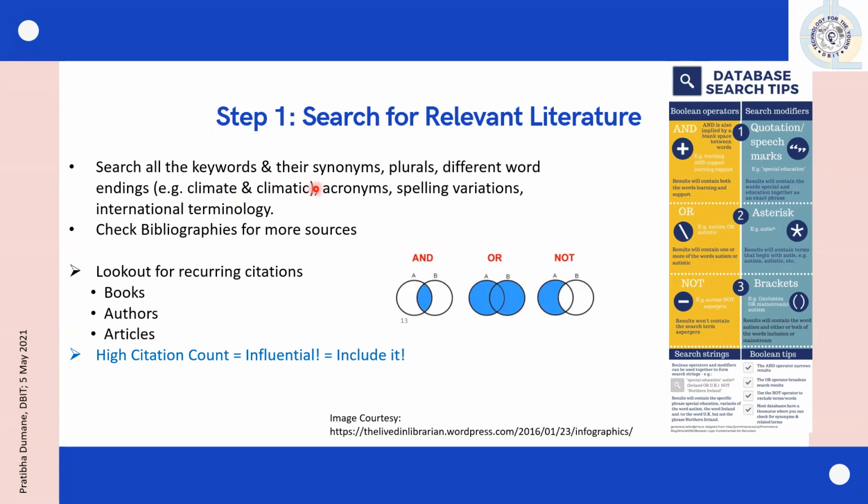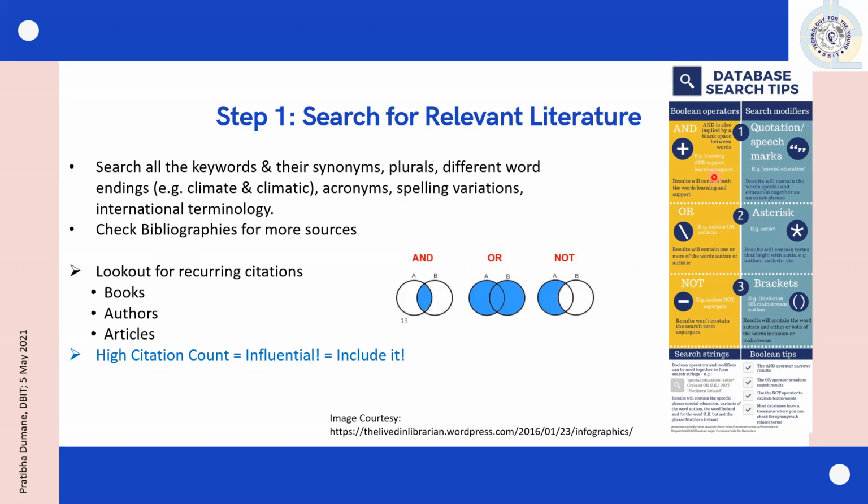Search all the keywords and the synonyms, plurals, different word endings. For example, climate and climatic, acronyms, spelling variations, international terminology. Like heavy vehicles are called trucks in the US and lorry in the UK. There could be spelling variations like color or colour. Same is the case with behavior, BEHAVIOR and BEHAVIOUR. So it's important to consider all these variations so that you will be able to get more content based on what you're searching. Then check bibliographies for more sources.